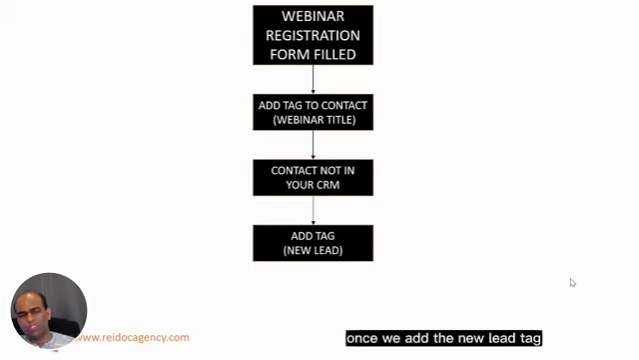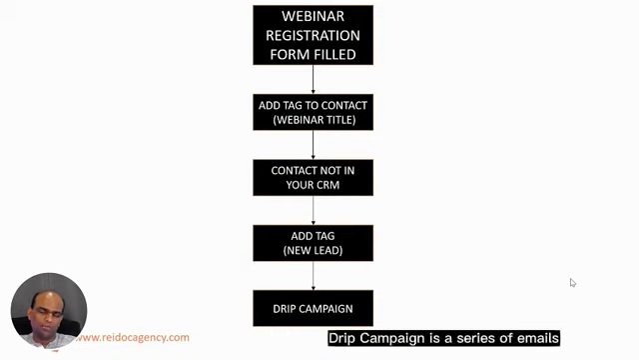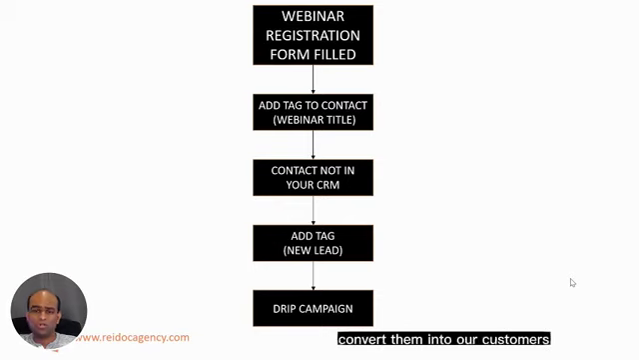Why do we do that? Once we add the new lead tag, they are automatically added to a drip campaign. A drip campaign is a series of emails explaining to them what we do and what our company is about, and it has an aim. At the end of that series of emails, we want them to have a good idea of what the company does, and then we want to convert them into our customers, right?